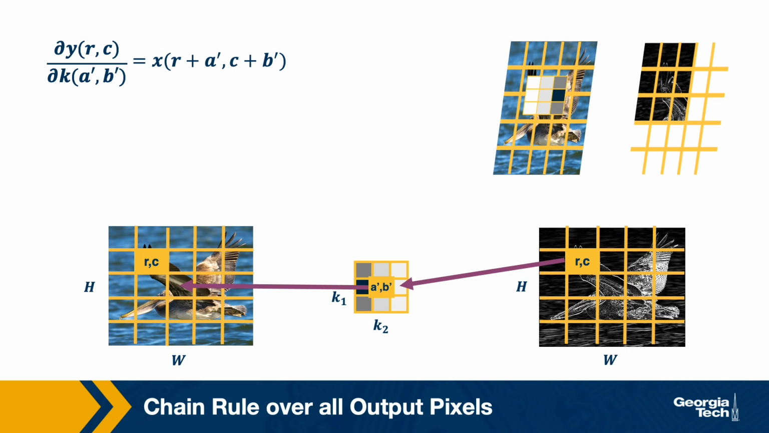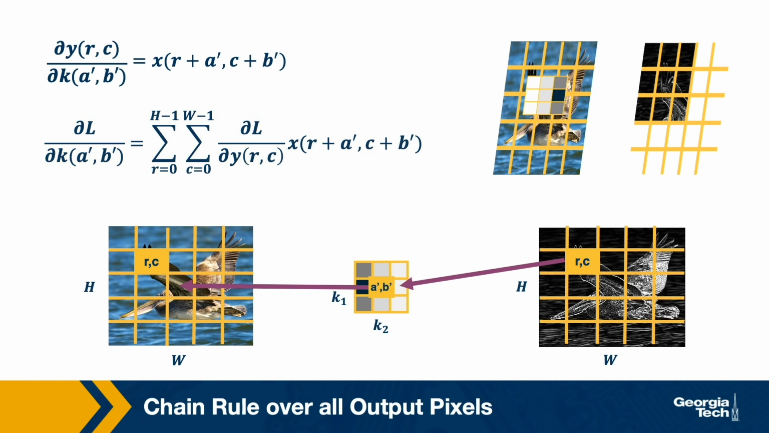One way to easily check this is to think of the extremes. When a prime and b prime are both 0, we just get x of r comma c, which is visually what is depicted here. If we move it 1 to the right and 1 down, then we get r plus 1 comma c plus 1, and so on. And that's it. That's our gradient for the partial derivative of the output pixel r comma c with respect to the kernel pixel or weight a prime comma b prime.